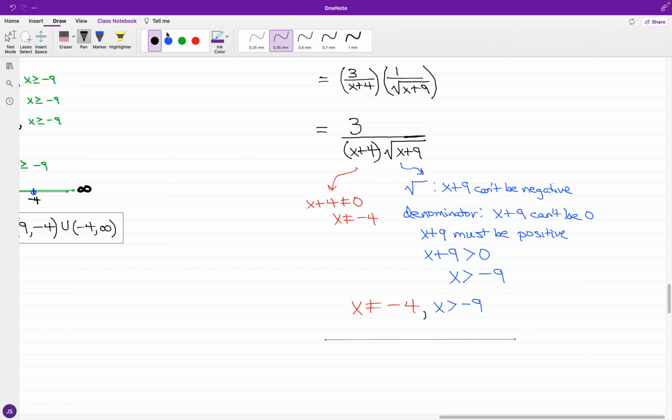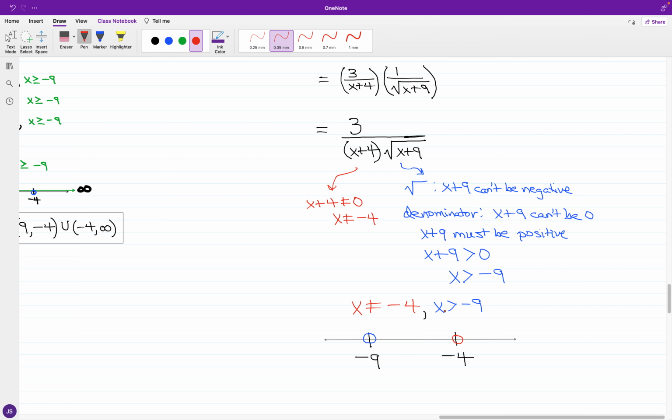And looking at arriving at the domain. Okay, so we've got negative 4 and negative 9. Regarding negative 9, you have x is greater than negative 9, so negative 9 is not included, so you have an open circle. Negative 4 also not included.